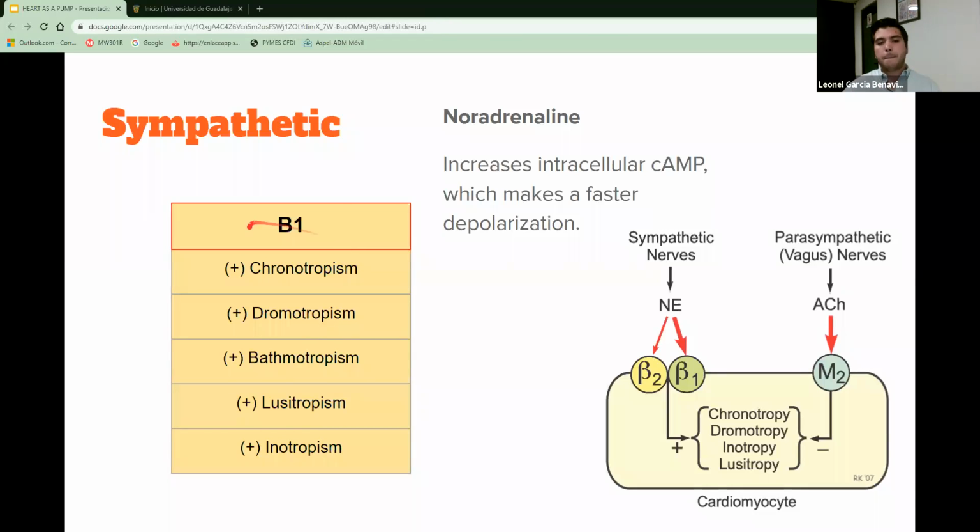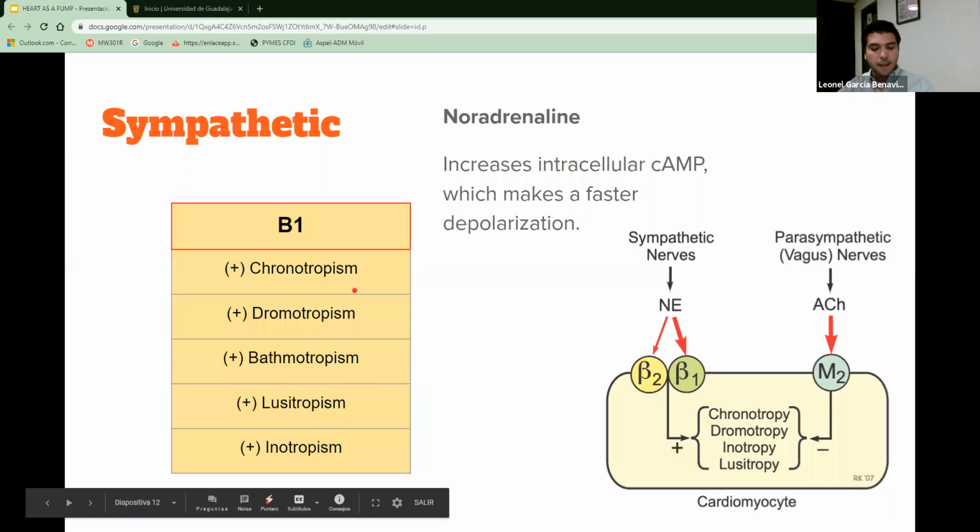So molecularly, beta-1 receptors make the L-type channels, the slow calcium channels, open easier. By opening easier, more calcium goes into the cell, and that's how they stimulate all of this. Okay? Thanks to cyclic AMP. Cyclic AMP stimulates the L-type channels. L-type channels are calcium channels. Just remember that.